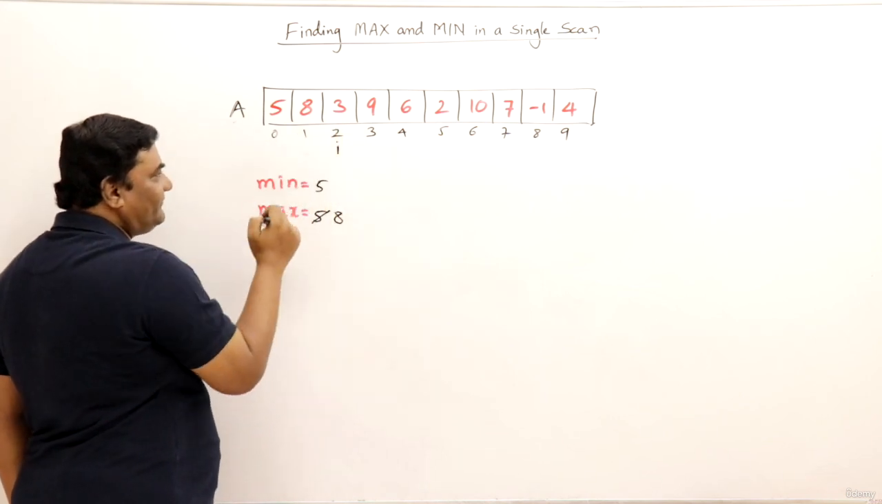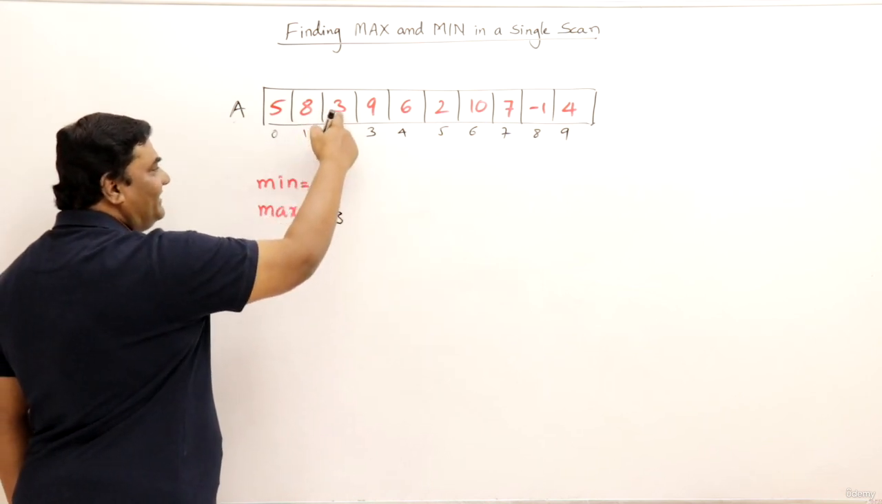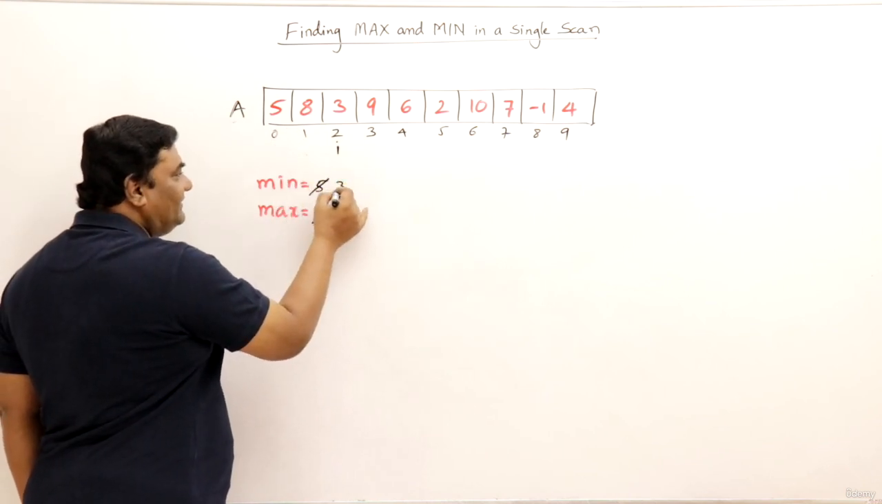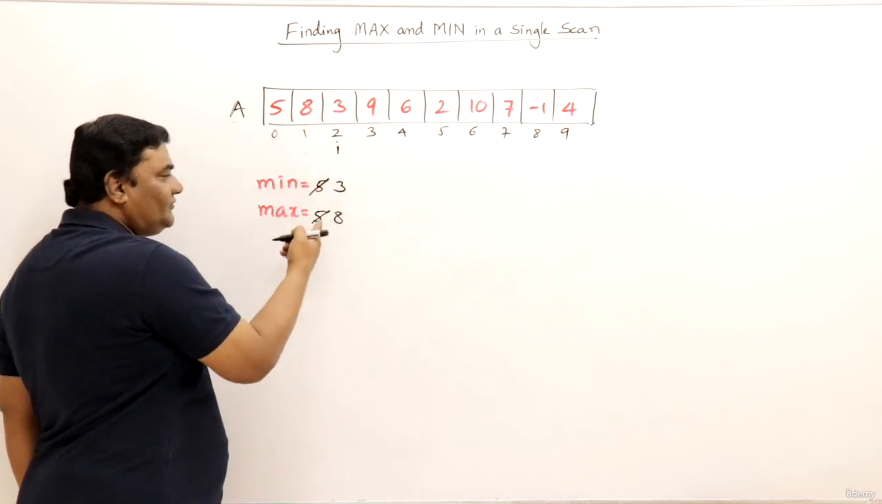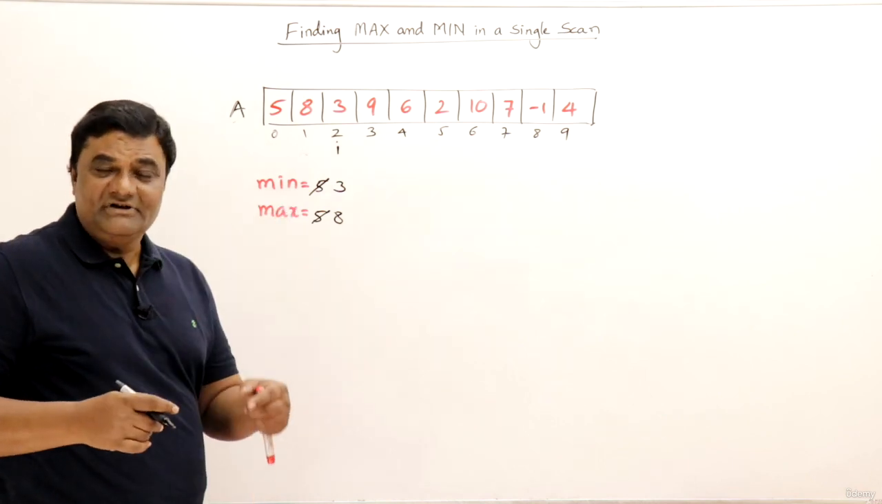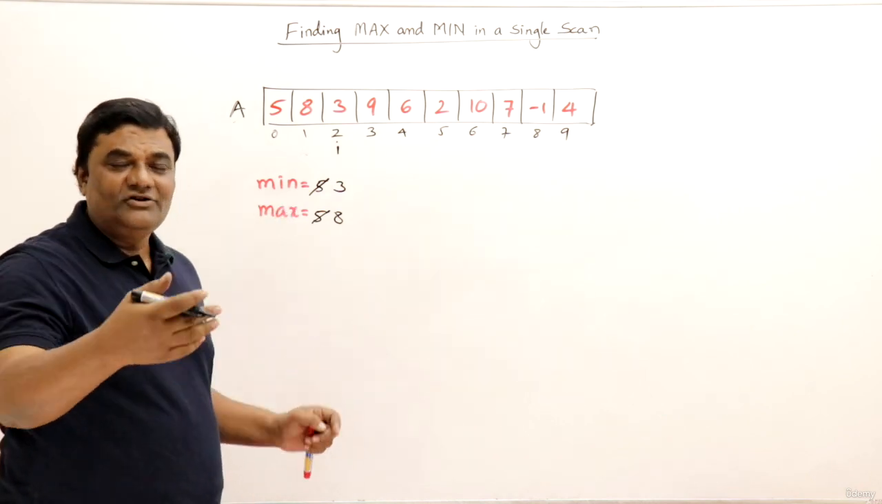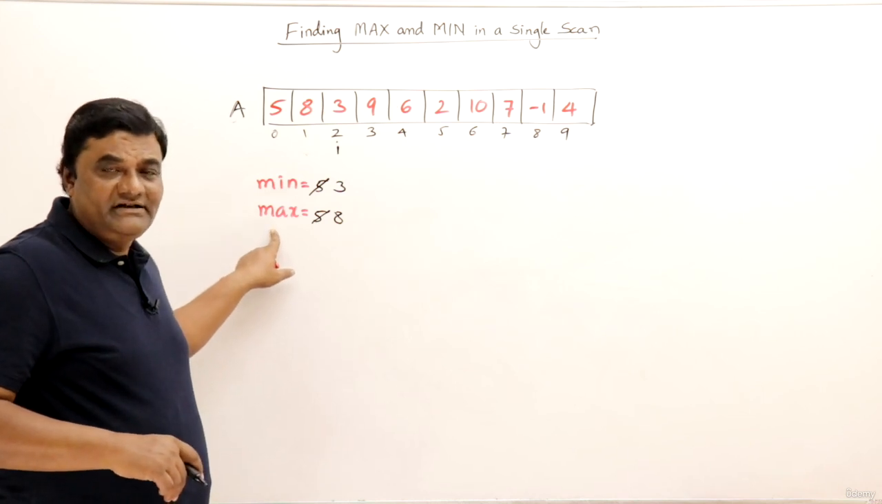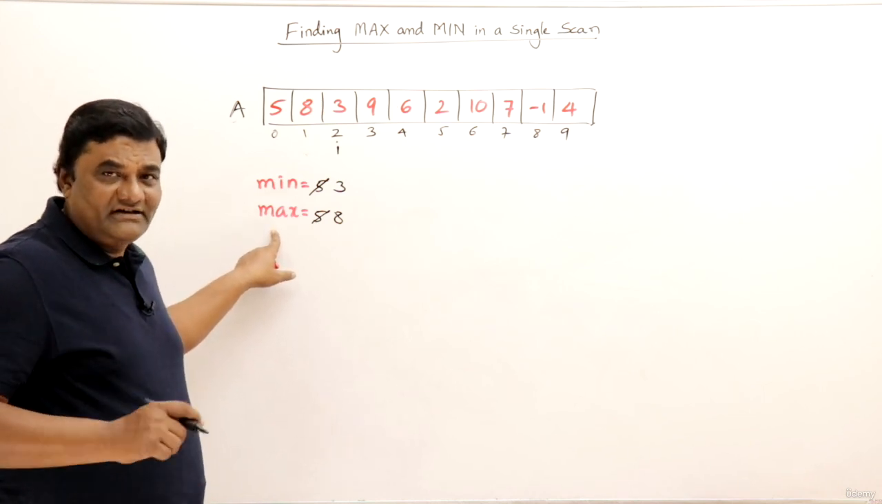Now watch this step carefully. Check this element. Is it less than min? Yes, it is less than min. So modify min. Now when it is less than min, you don't have to check it with max, because a number which is smaller than minimum cannot be greater than max. So you can save one condition like this.